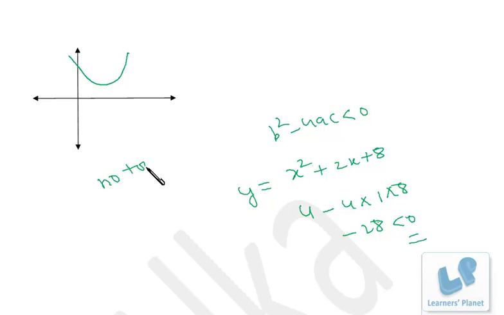No touch, no intersection. So you don't have any value of x that would make this expression 0, or you cannot get the value of y as 0. That means it is never equal to 0, for any real x, obviously.